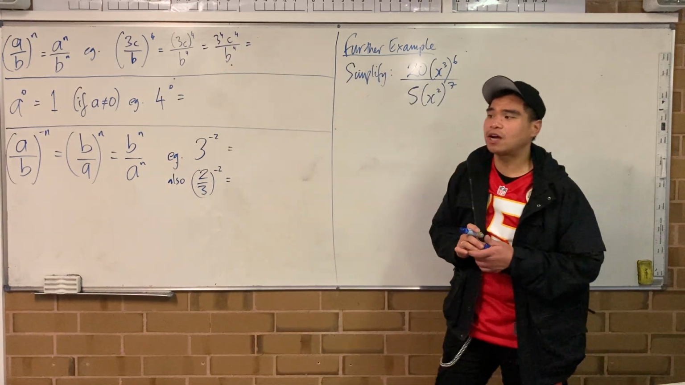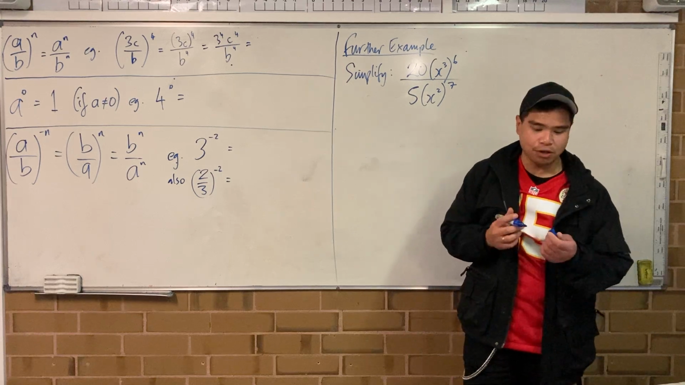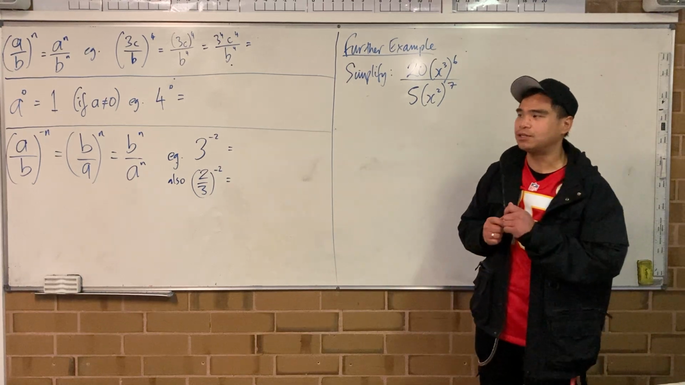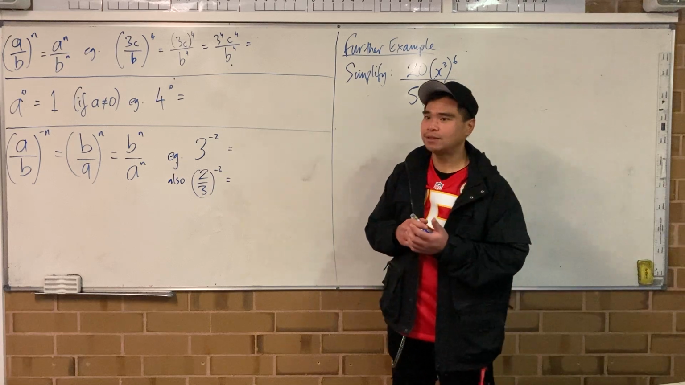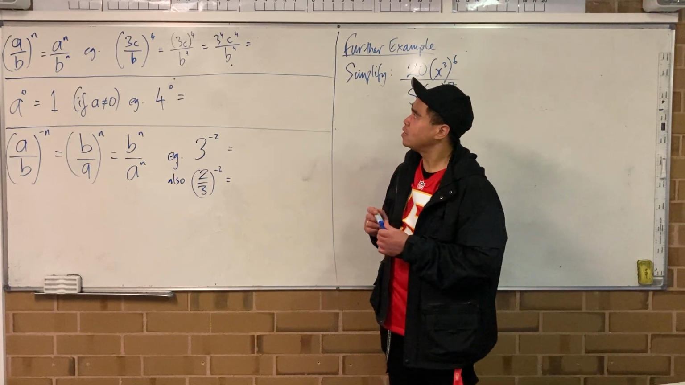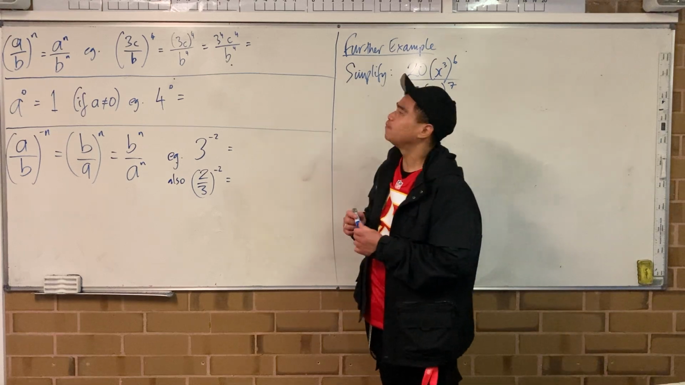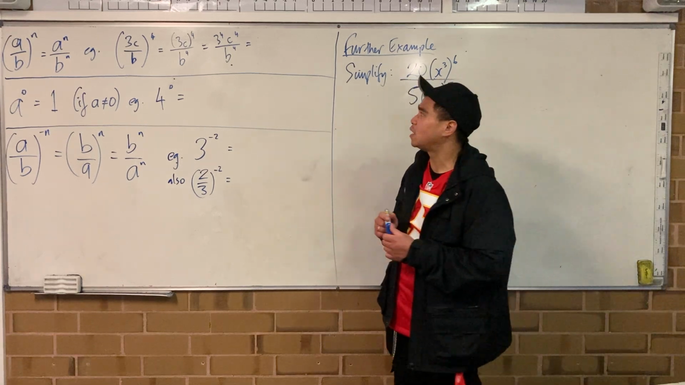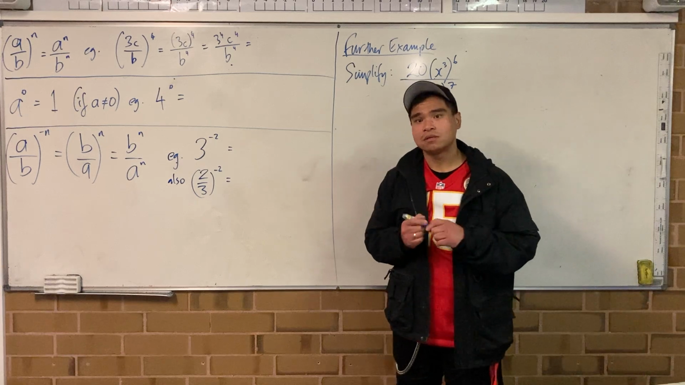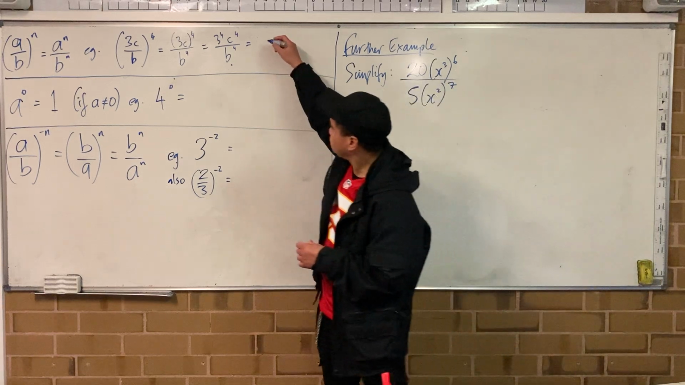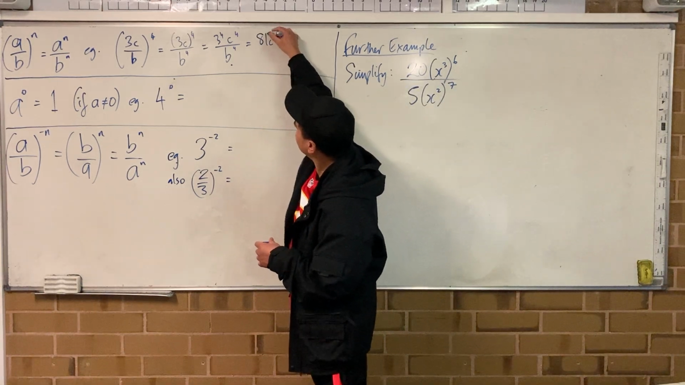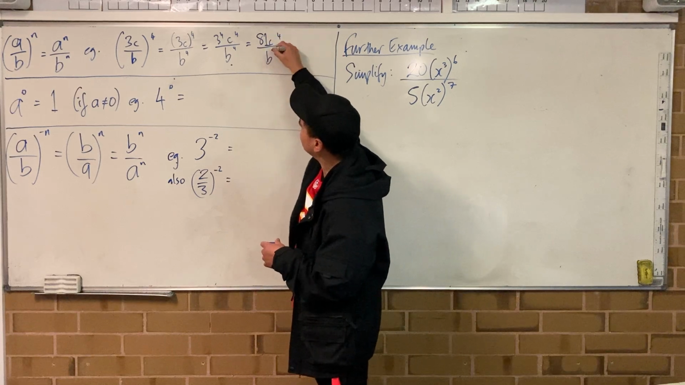That's close, but you're not going to get full marks because there is nothing stopping you working out what 3 to the power of 4 is. 3 times 3, 9. Times 3, 27. Times 3, 81. 81c to the 4 over b to the 4.